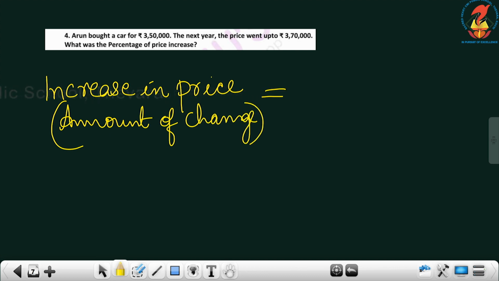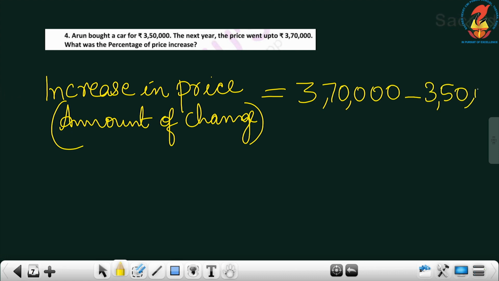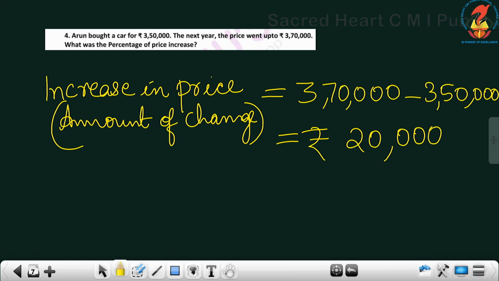Amount of change is the new value minus the original value. What is the new value here? 3,70,000 minus, what is the original value? 3,50,000. So what is the answer? Rupees 20,000. So we got the amount of change as 20,000.